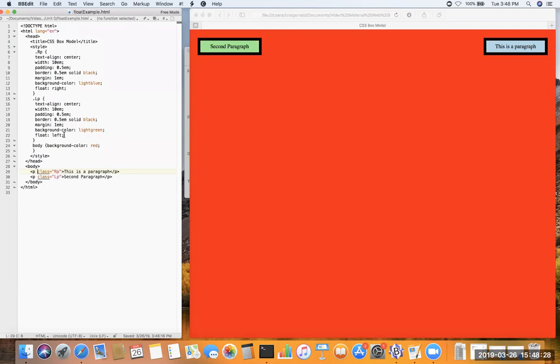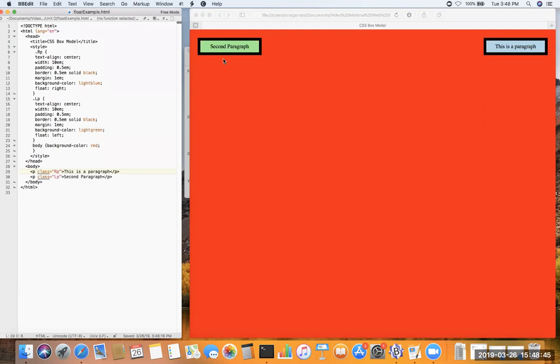Oh, I did change one other thing. I made the background be light green. So I had the light blue like before, and then I have a light green now, just so you see the difference. And you see that this second one here actually ends up being the first one with how I applied the rules with floating.